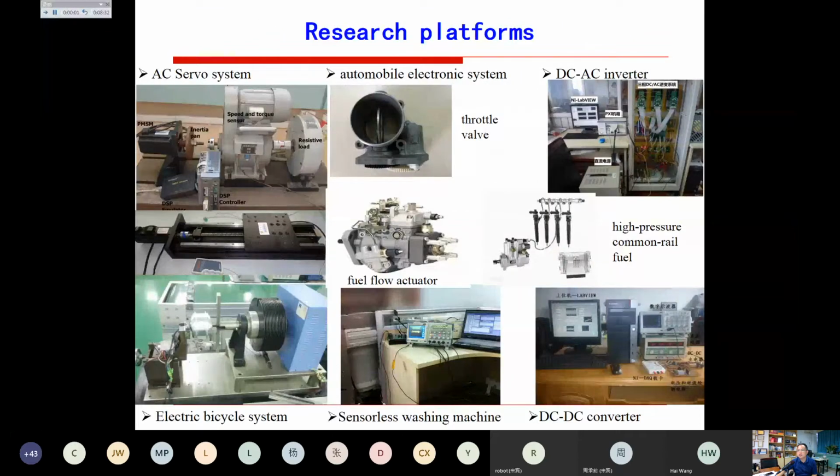So these are the research platforms. You can see the AC servo system, electric bicycle system, automobile electronic systems like throttle valve, fuel flow actuator, high pressure common rail fuel system, also sensorless washing machine, DC-DC converter, and DC-AC inverter. So we have some good platforms in our lab for research and development.